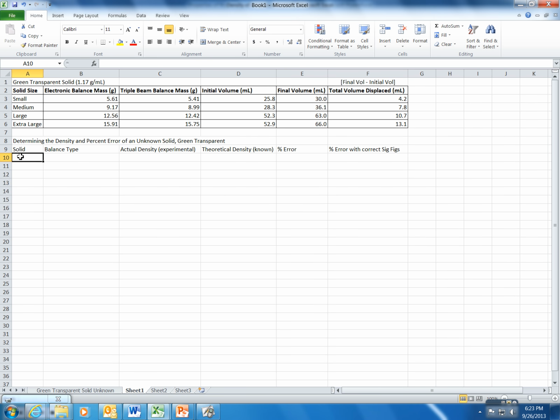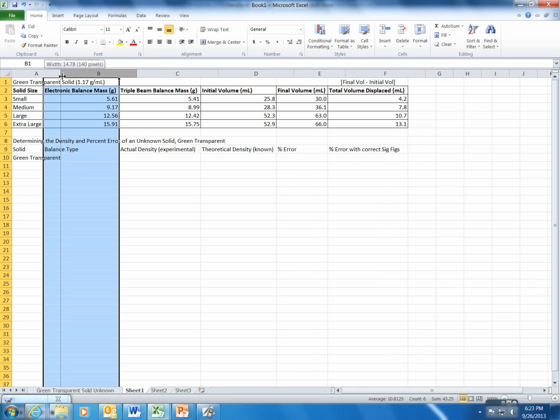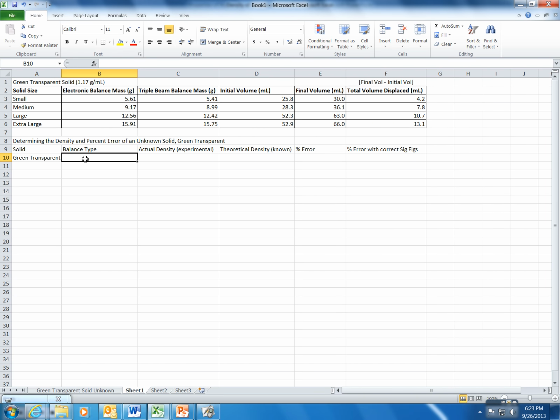Alright, so my solid was green, transparent. Okay, so I'm going to increase that a little bit. Now, I had two different balance types. I had electronic balance, and I had a triple beam balance.